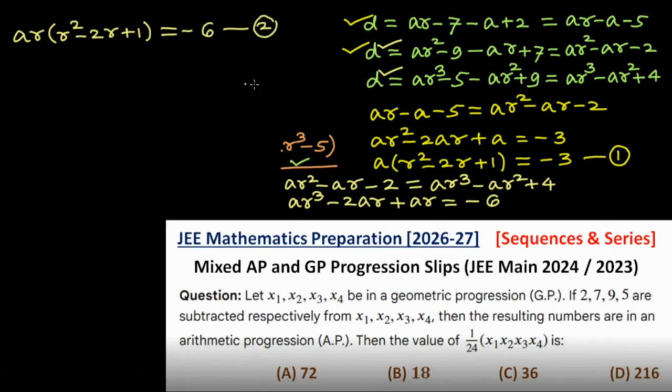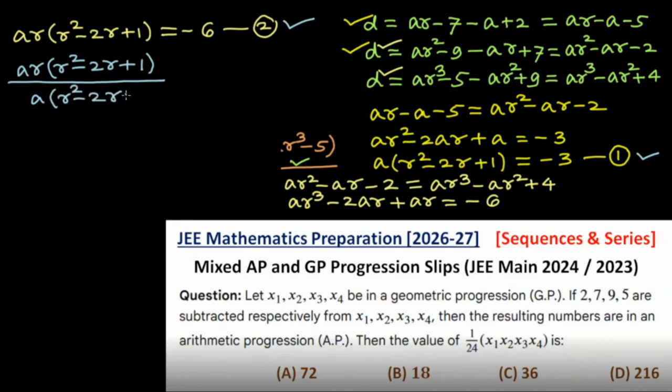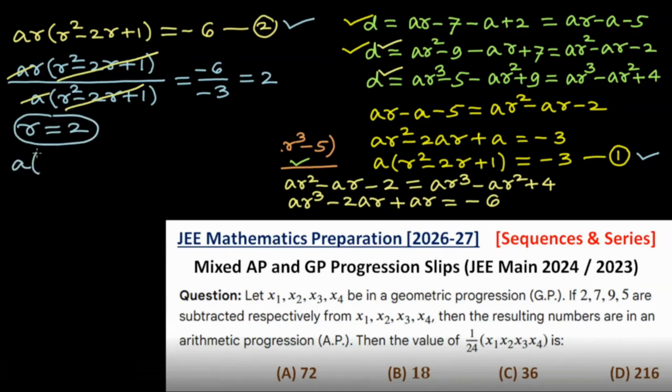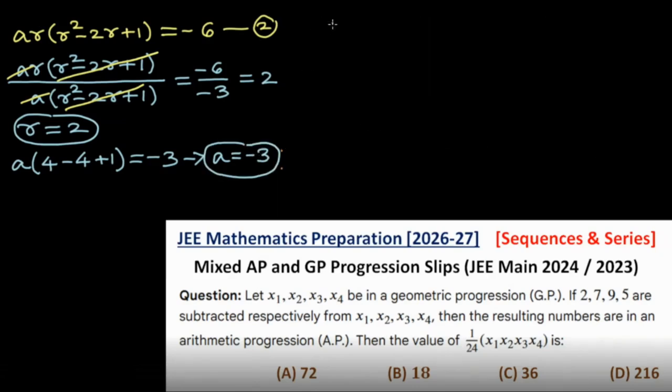We name this 2. Now we divide this 2 by this 1. ar into r square minus 2r plus 1 upon a into r square minus 2r plus 1 equals minus 6 upon minus 3. Here we can cancel this a and this bracket, giving us r equals 2. Putting in a into r square, 4 minus 2 into 2, 4 plus 1 equals minus 3, giving us a equals minus 3.